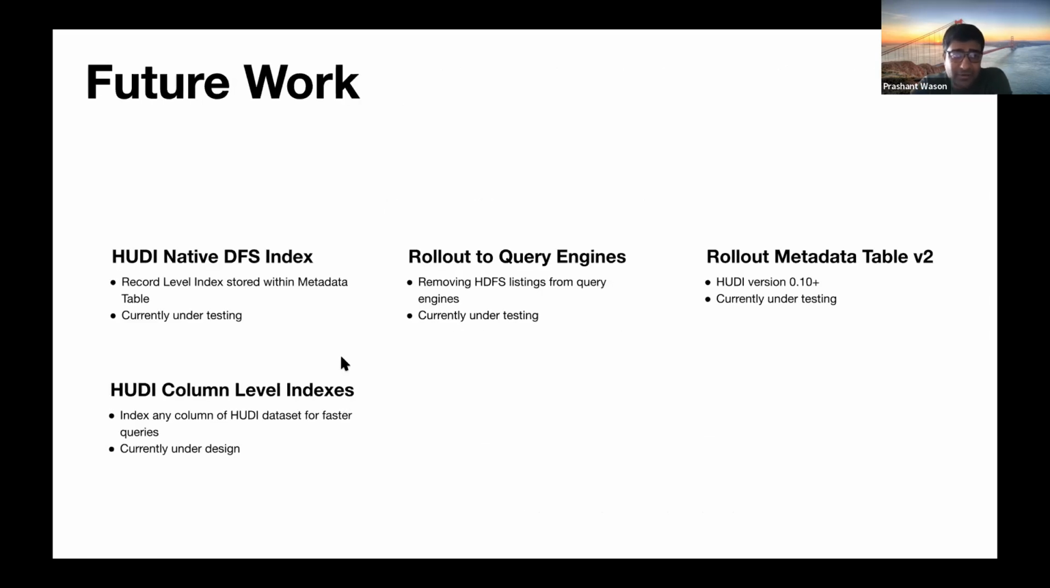And finally, we are continuing the work along this line of releasing more features in the metadata table. We are currently working on Hudi native DFS index, which is under testing. We are rolling these out to all our query engines. We are also rolling out metadata table v2, and we are also helping design the Hudi column level indexes, which can index any column in Hudi as a secondary index. So these are some of the very interesting large scale future work which we are continuing in 2022 on top of this release.